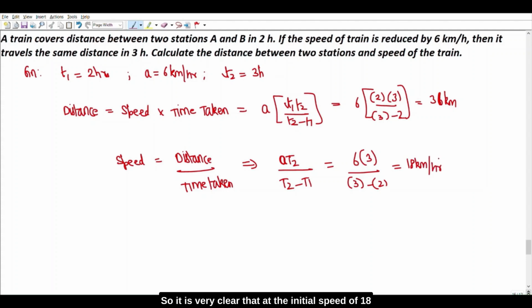So, it is very clear that at the initial speed of 18 km per hour, the train takes 2 hours to cover a distance of 36 kilometers. Had the speed been reduced by 6 kilometers, that is, if the speed reduces from 18 to 12, the same distance of 36 kilometers can be covered in 3 hours. Therefore, if the initial time taken and the altered time taken are given, and if the reduced speed is also given, then speed and distance can be determined using this concept.